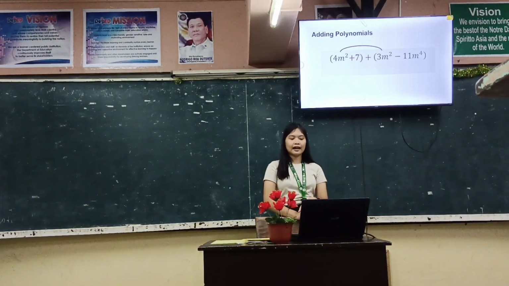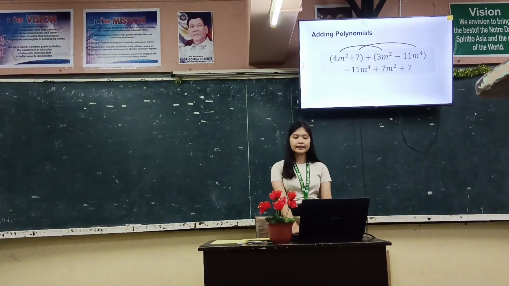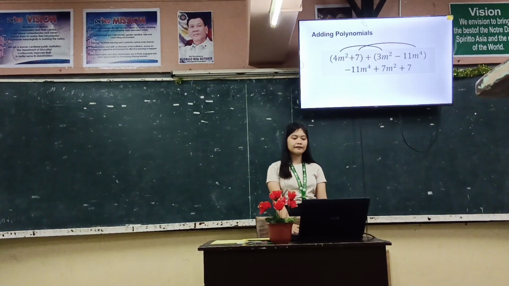Let's combine the like terms, which are the 4m squared and 3m squared. So we will have 7m squared. And after combining the like terms, we will have the sum of negative 11m raised to the power of 4 plus 7m squared plus 7.